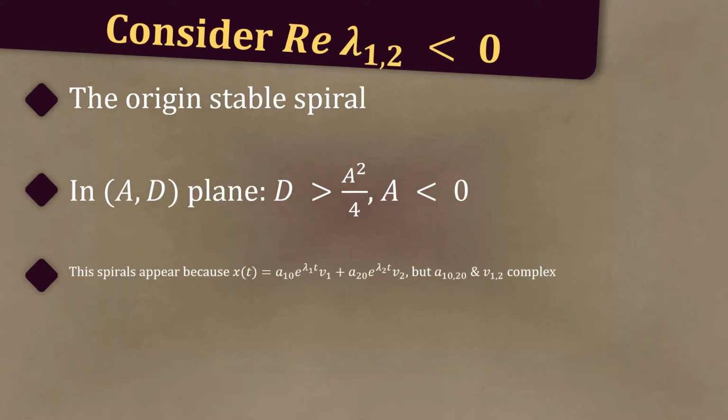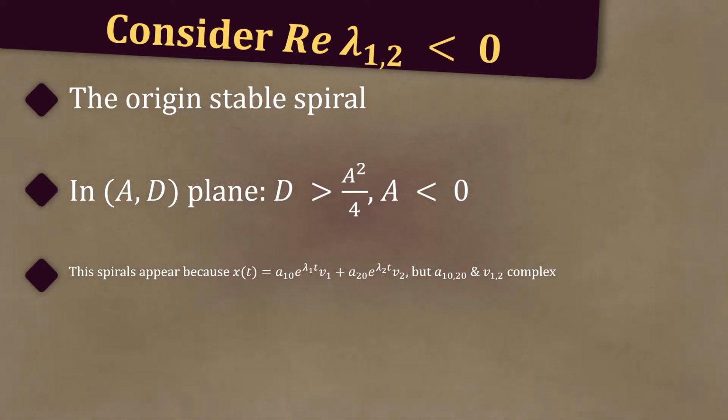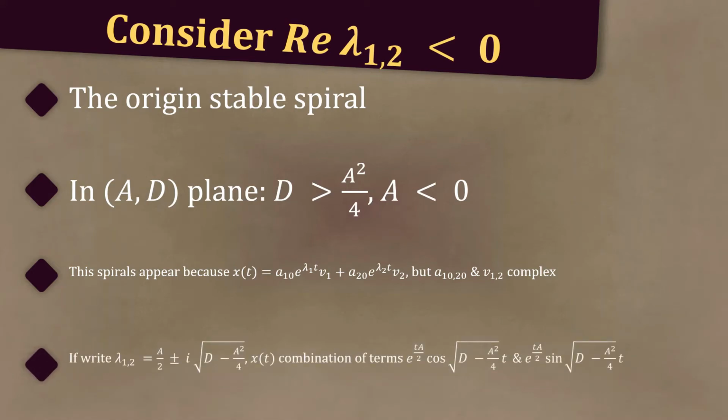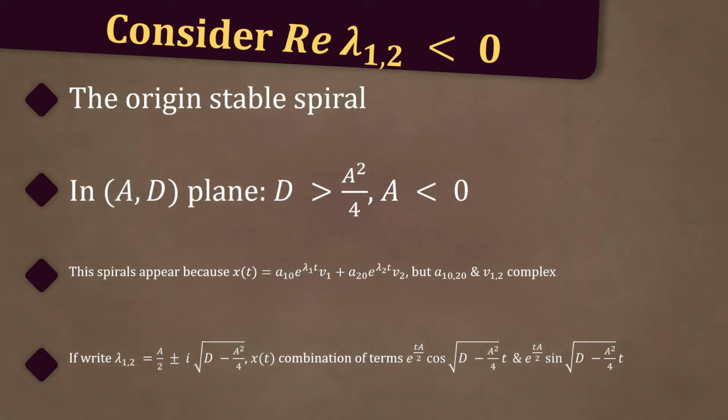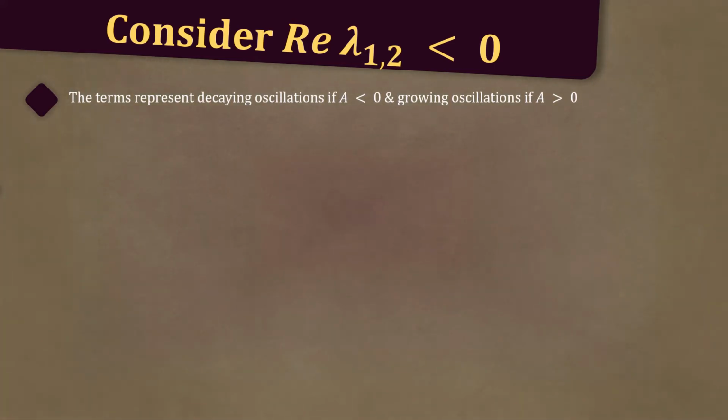The spirals appear because x of t is equal to a10 e to the lambda 1 t v1 plus a20 e to the lambda 2 t v2, but now a10, a20 and v1, v2 are complex. If we write lambda 1 and lambda 2 as a over 2 plus or minus i times the square root of d minus a squared over 4, then x of t is a combination of terms e to the t a over 2 cos of the square root of d minus a squared over 4 t, and e to the t a over 2 sine of the square root of d minus a squared over 4 t. The terms represent decaying oscillations if a is negative and growing oscillations if a is positive.